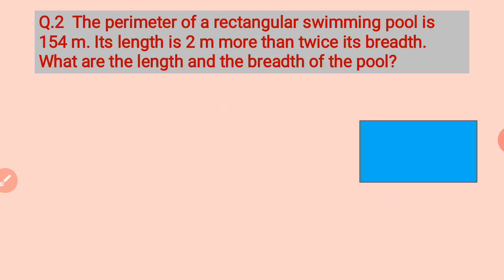Question 2. The perimeter of a rectangular swimming pool is 154. You already know about its perimeter. You have been told about its perimeter. Its length is 2 meter more than twice its breadth. The relation is there between the length and the breadth. What are the length and the breadth of the pool?